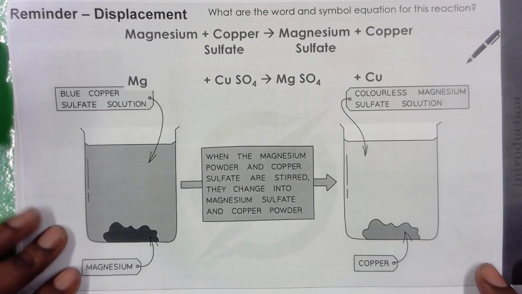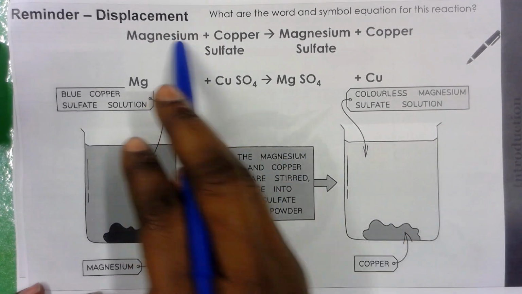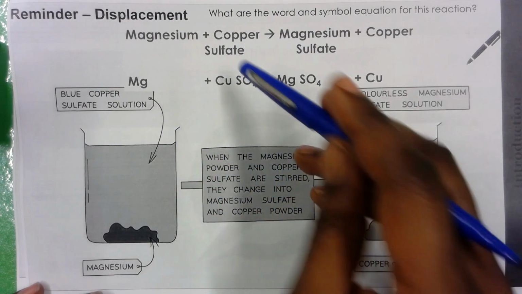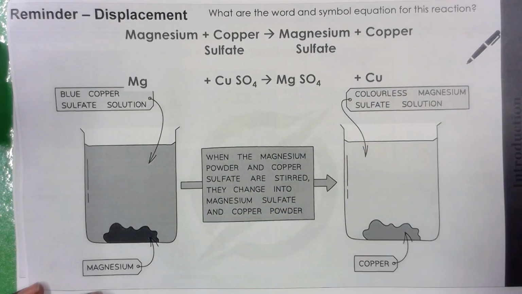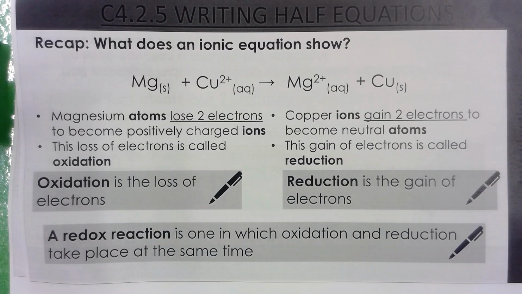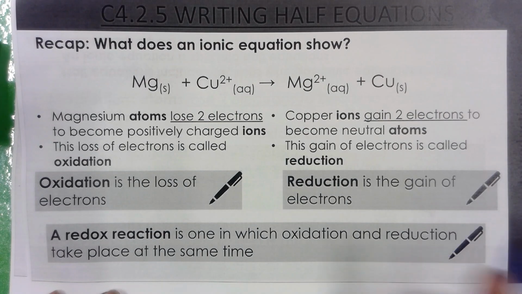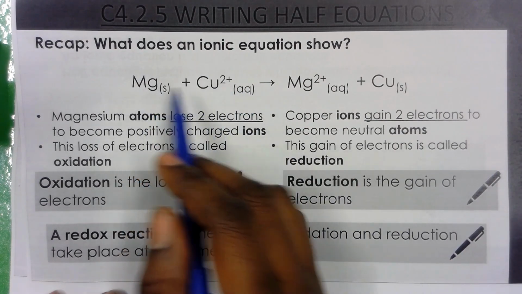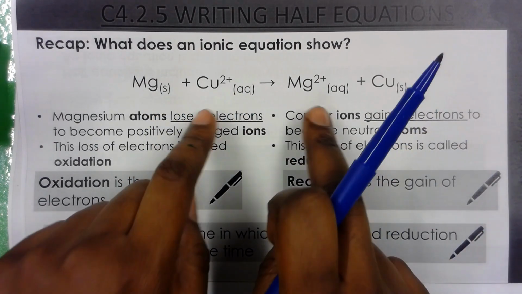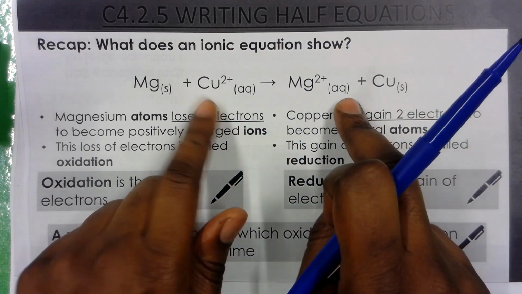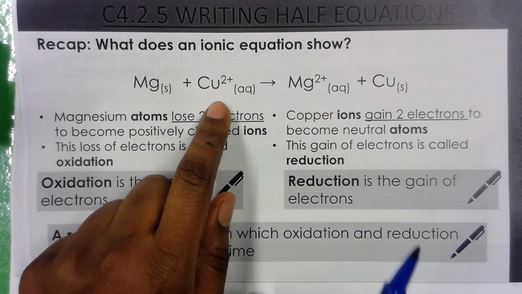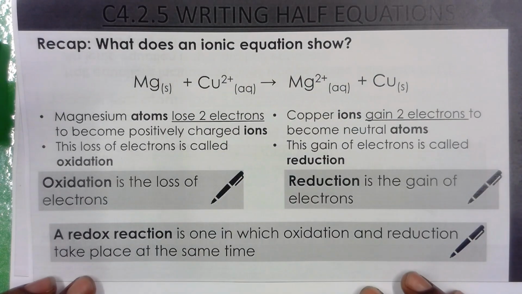What can we see has happened here? We can see that the magnesium has displaced the copper in the copper sulfate to become magnesium sulfate. We also looked at last lesson how to write ionic equations and what ionic equations show. Here again we're still looking at the magnesium reacting with the copper. You can already see that we no longer have our sulfate ion. If you remember, we get rid of those spectator ions. And what do these ionic equations actually show us?